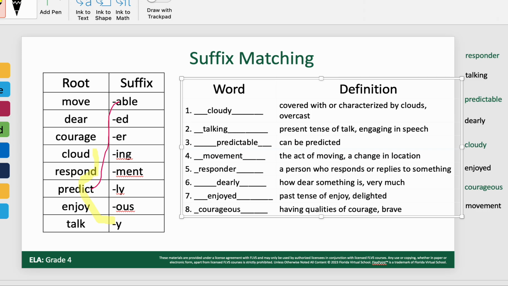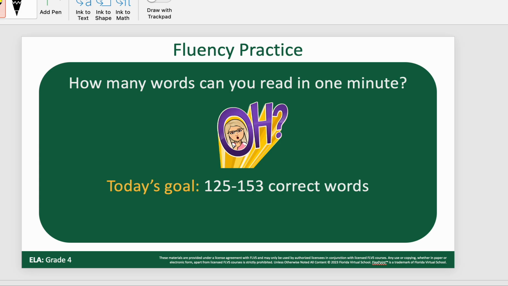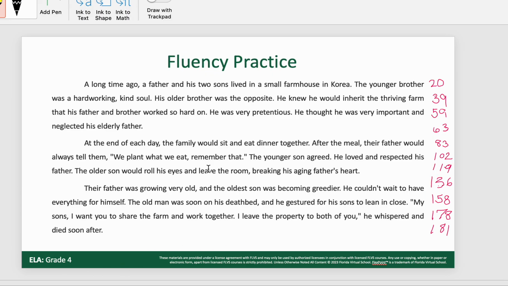Okay, gang, so let's go ahead and talk about your assignment and what we're doing. So we have a fluency read, okay? For our fluency read, I want you to work on the goal of reading about 125 to 153 words correct in a minute. As you're reading, I want you to pause the video clip and try to read and see where you get to. Your goal in 1 minute is to get in between these two lines. Okay, let's go ahead and pause and see how you do.